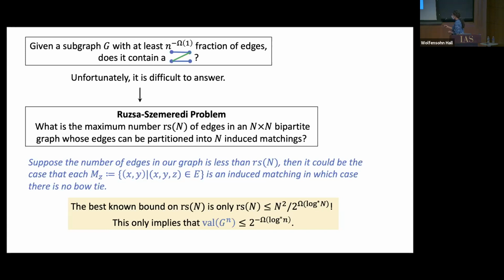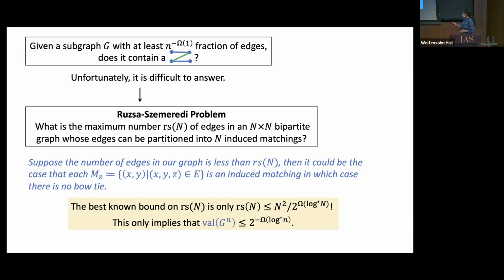So what is the connection here? Let's call this number RS(n). Suppose the number of edges in our graph G is less than RS(n), then it could be the case that each of these M_z for various values of z could be induced matchings, in which case you will not be able to find a cross edge. So this is saying that if you want to understand this question, you need very good bounds on the Ruzsa-Szemerédi number, but the best bounds on this quantity are pretty weak.